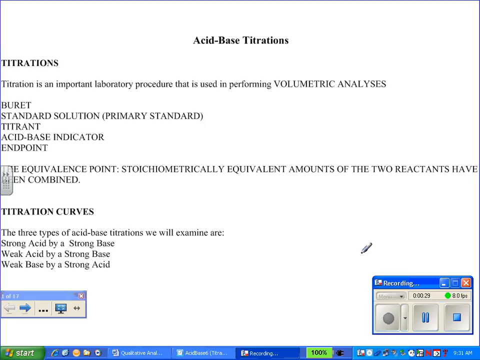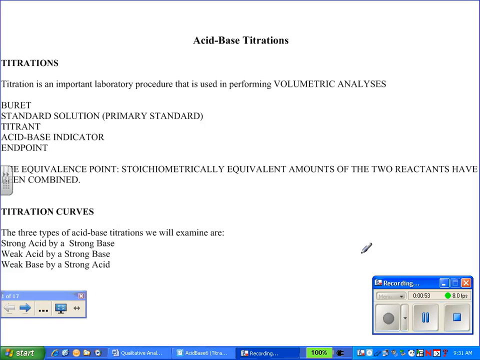Now you'll recall from your studies in grade 11 that a titration is a lab procedure where we are analyzing an unknown solution. We refer to this as a volumetric analysis because we are adding a certain volume of known solution to a certain volume of unknown solution. And the goal is to determine the concentration of an unknown solution.